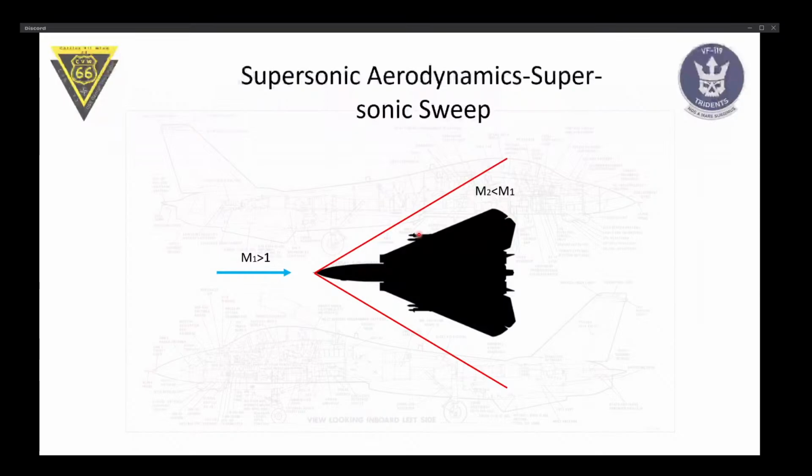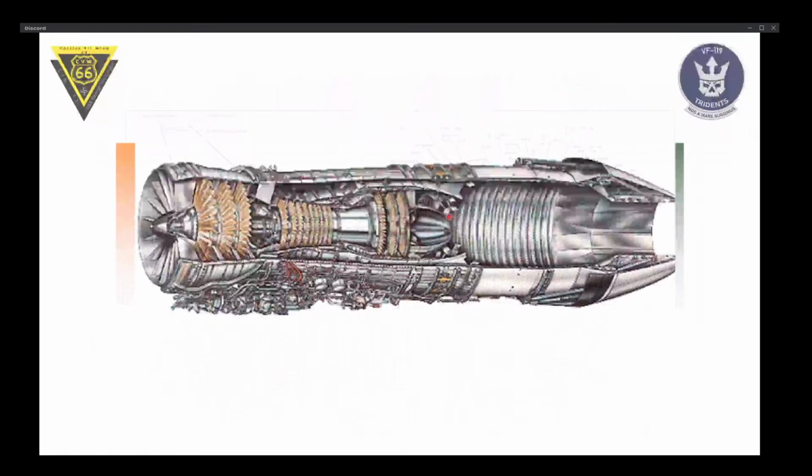So usually you have to trade off between slow speed and controllability with thick airfoils, which create a lot of wave drag. And the Tomcat doesn't need to make that compromise. It can do both, because it can sweep the wings forward for maximum slow speed efficiency and sweep them back for supersonic flight. All right, any questions so far?